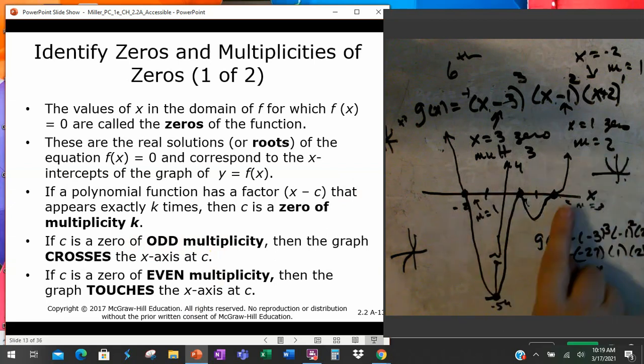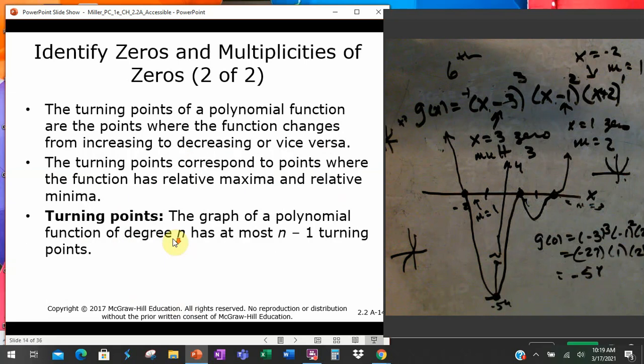It crosses here at 3, but it does that little dip. And then if it's even, where this says right here, I just touch when I'm drawing my graph. So that's more information that I have to add in to my picture.